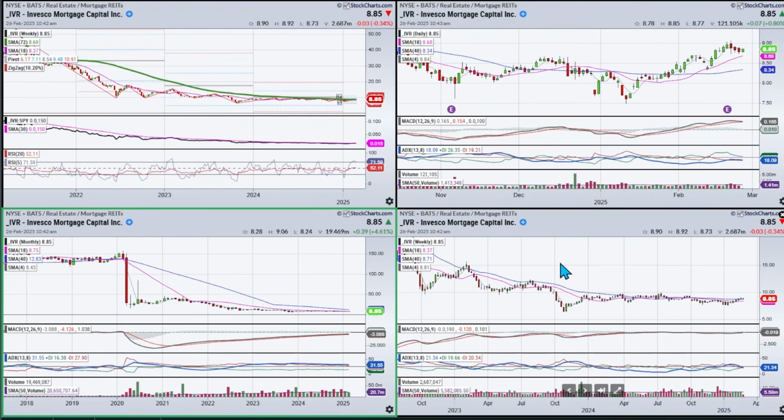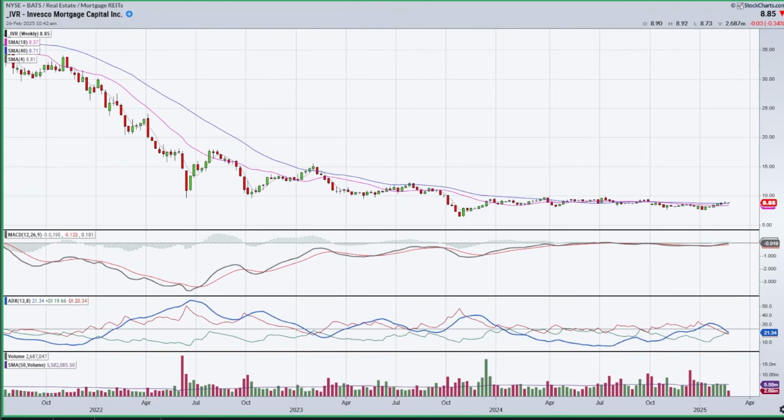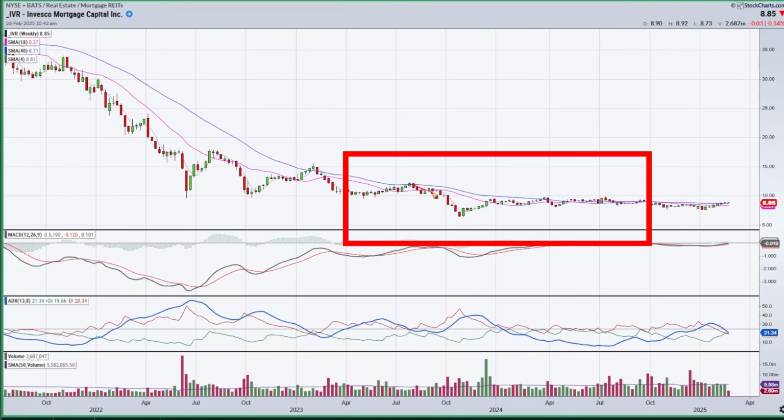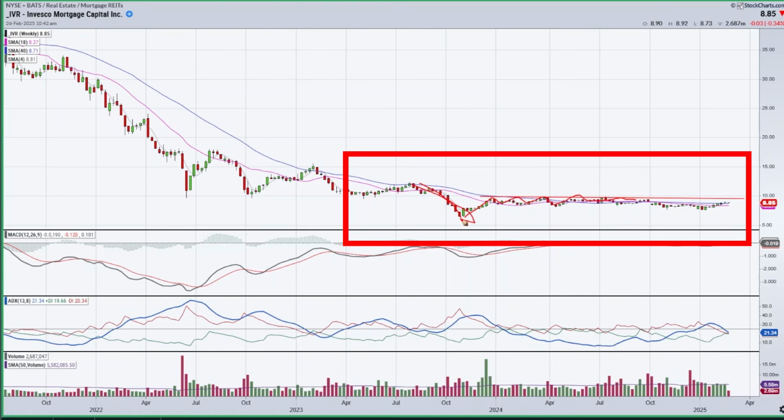Now, looking at IVR. When I look at this, the way it strikes me is this: it's basically a spike and ledge pattern. This is a Linda Raschke setup. And if you notice what's taken place, we've created this sideways line here, right about 10, just under 10. But we have this spike level and then we rally up, so we've formed this higher ledge.